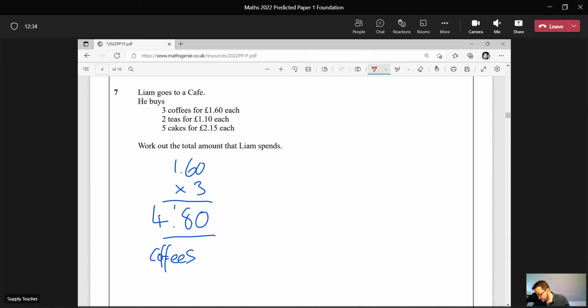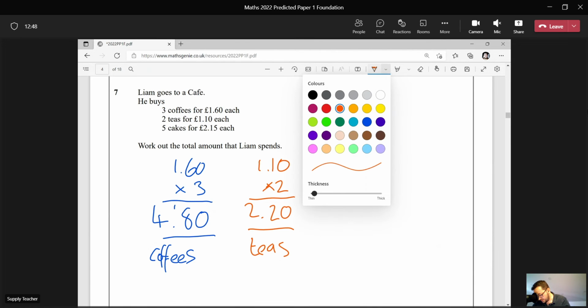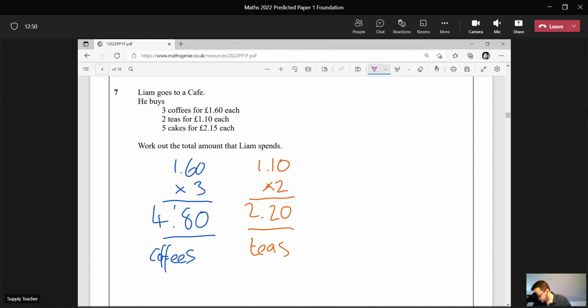So then 2 teas for £1.10. You might just be able to do this straight away, but let's stick with the method. So 0 times 2 is 0, 1 times 2 is 2, and 1 times 2 is 2. So that is £2.20 on teas. And then we've got 5 cakes for £2.15.